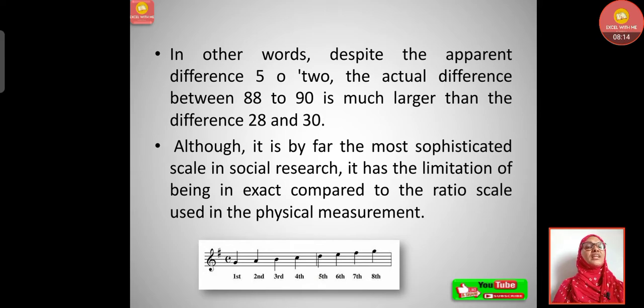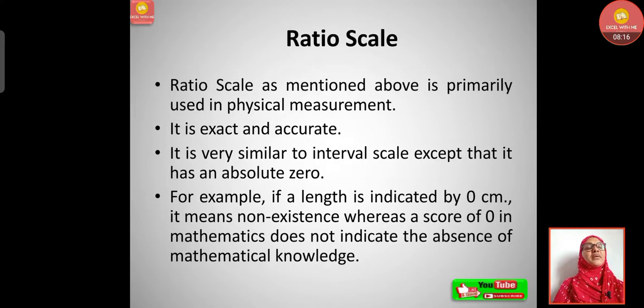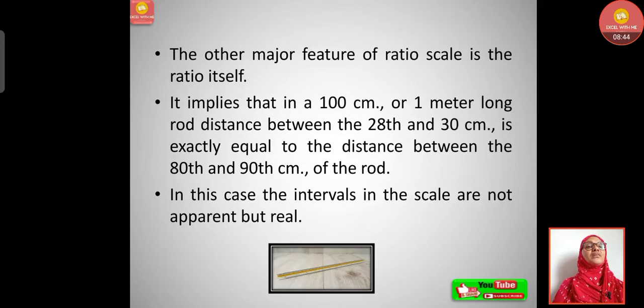Although it is by far the most sophisticated scale in social research, it has the limitation of being inexact compared to the ratio scale used in physical measurement. Now, lastly, ratio scale, as mentioned above, is primarily used in physical measurement. It is exact and accurate. It is very similar to interval scale, except that it has an absolute 0.